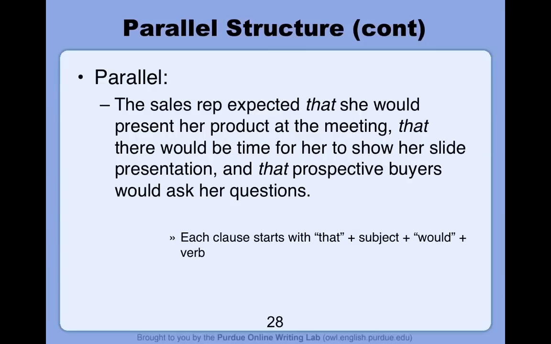The sales rep expected that she would present her product at the meeting, that there would be time for her to show her slide presentation, and that prospective buyers would ask her questions. Each clause, she would present her product, there would be time for her to show, prospective buyers would ask her questions. Each clause starts with that plus subject plus would plus verb, and therein lies the parallelism.